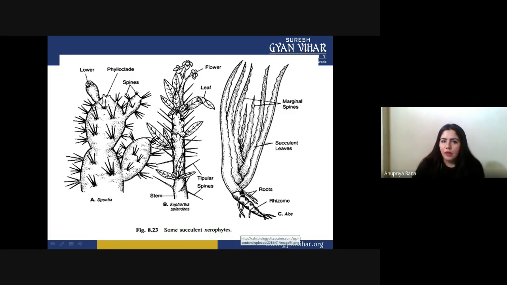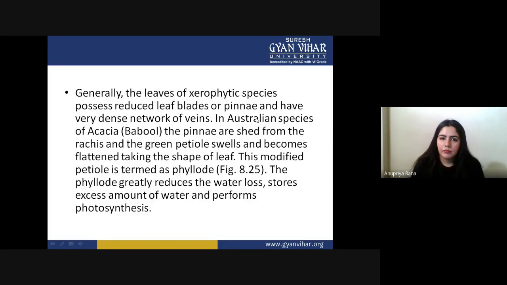This is a phylloclade, where the stem is wholly fleshy and absorbs water. And this is basically the succulent leaf, in which the leaves become fleshy and store water. Generally, the leaves of xerophytic species possess a reduced leaf blade and have a very dense network of veins. Sometimes they become modified, and sometimes they become a flattened structure.